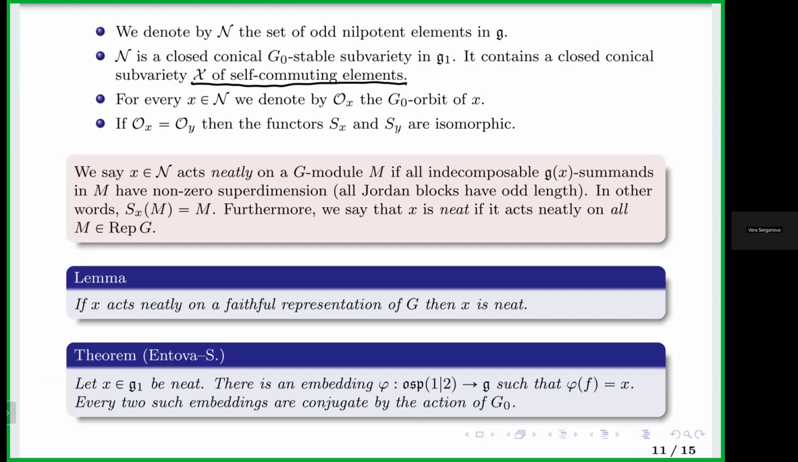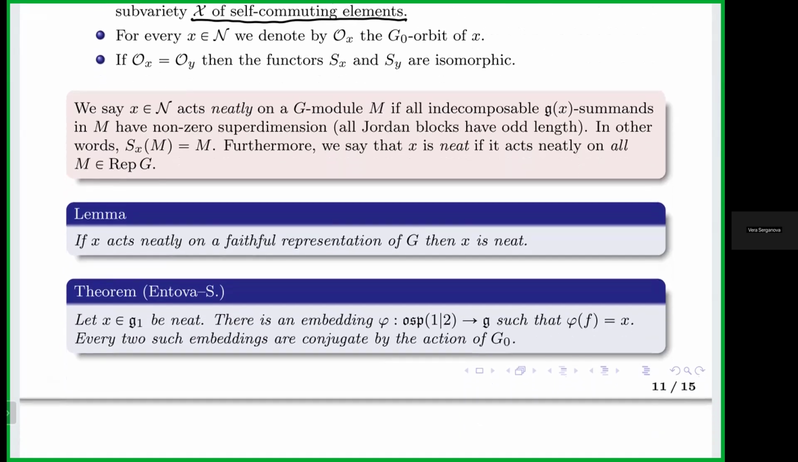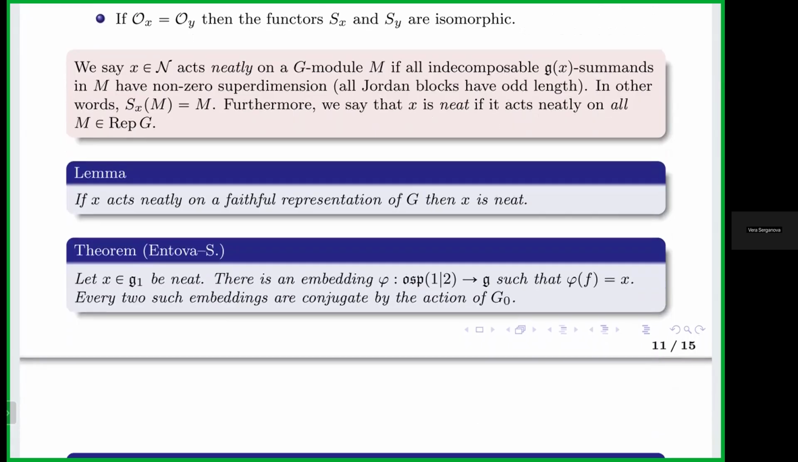One clear remark is that x and y lie on the same orbit when the functors Sx and Sy, which I defined before, are isomorphic. So we say that x acts neatly on a G-module M if all indecomposable Gx summands in M have non-zero superdimension, which is equivalent to all Jordan blocks having odd length. Therefore, when I apply Sx to M, as I explained before, I don't change my vector space. Sx of M is M as a supervector space. So we say that x is neat if it acts neatly on all representations of G.